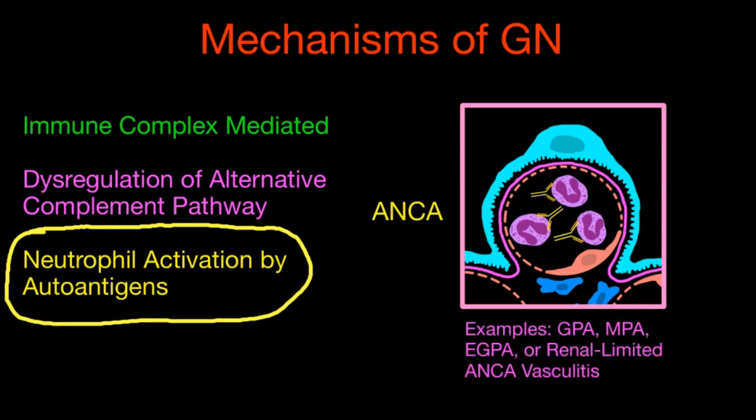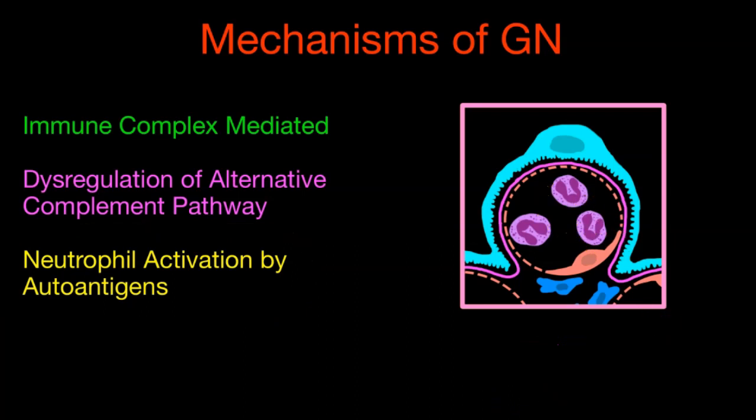So there's a number of diseases that are mediated by these ANCAs. There's granulomatosis with polyangiitis, microscopic polyangiitis, eosinophilic granulomatosis with polyangiitis, and each of these three diseases not only can involve the kidney, but other organs or systems. And then there's something called the renal-limited ANCA vasculitis, where this disease is only affecting the glomerulus. So those are the three main mechanisms for how we can get glomerulonephritis. And so next, we're going to go into a little more detail with specific diseases.